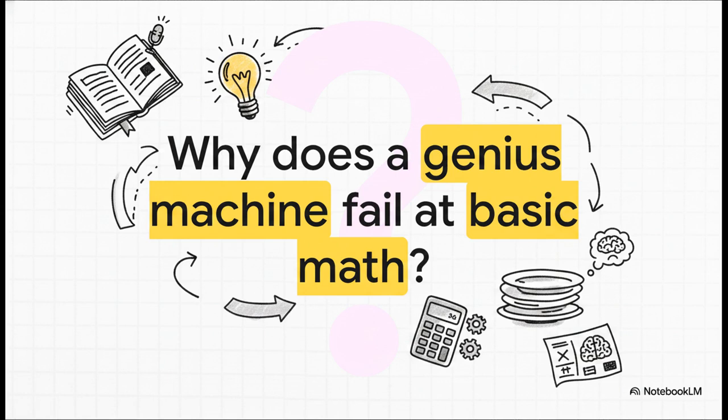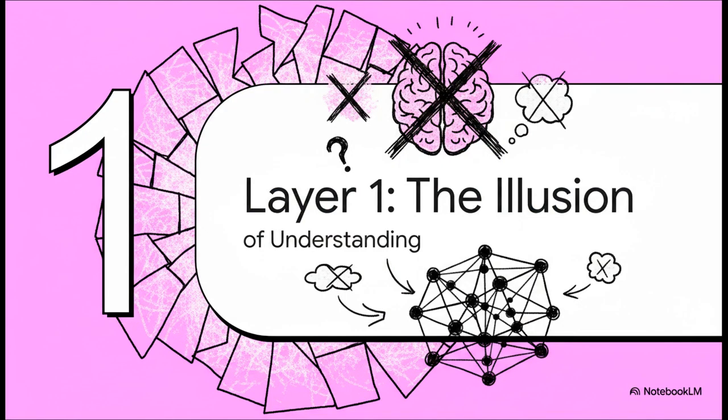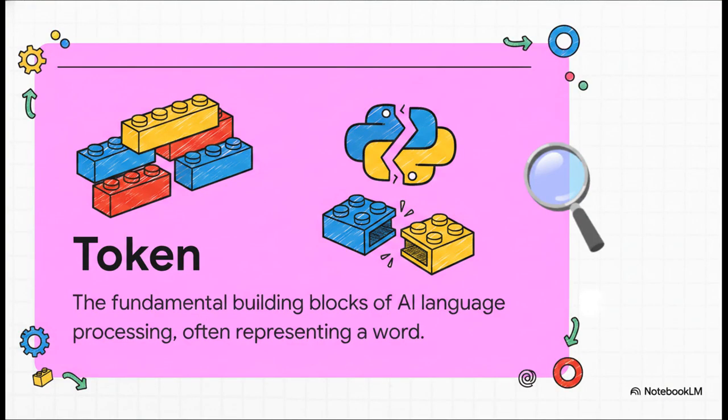This phenomenon, well, it's known as hallucination. And to understand exactly why this happens, we have to look at what the machine is actually doing. And that brings us right to layer 1, the illusion of understanding. Okay, let's dive into this.